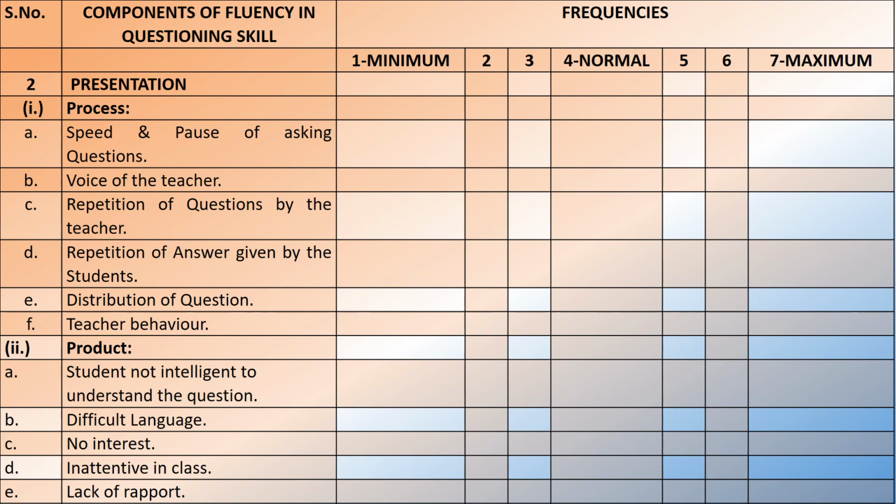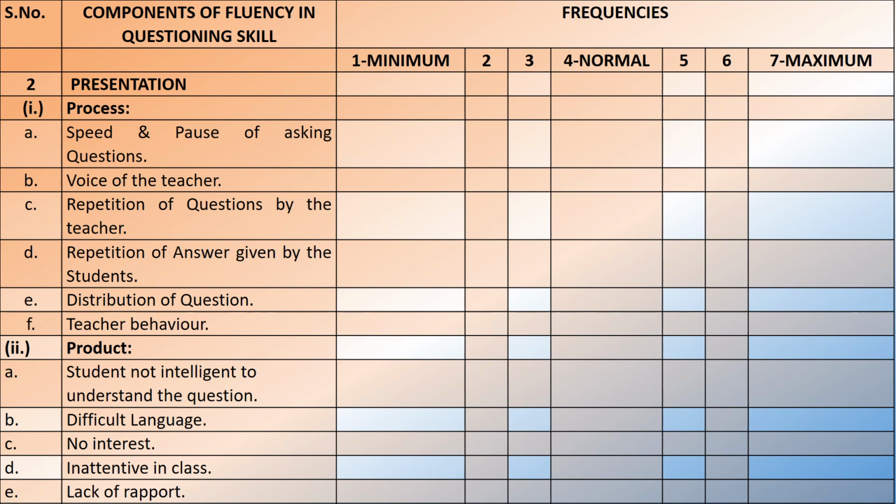The component process is further divided into speed and pause of asking questions, voice of the teacher, repetition of questions by the teacher, repetition of answers given by the student, distribution of questions, and teacher's behavior. The component product of the presentation is further divided into student not intelligent to understand the question, difficult language, no interest, inattentive class, lack of rapport, and lack of previous knowledge.